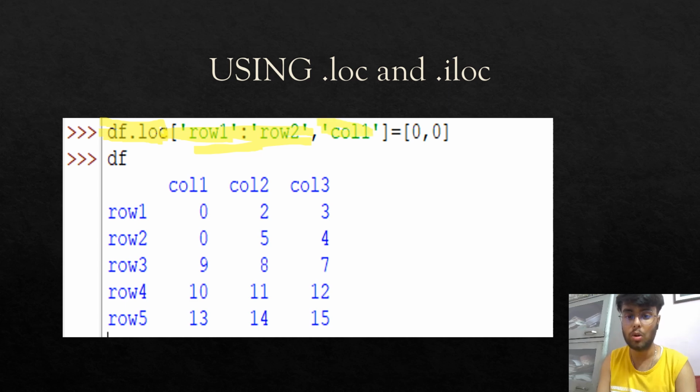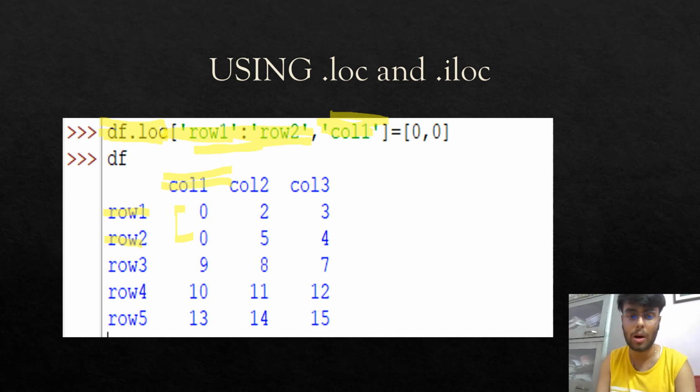So row 1 to row 2 at column 1, there will be two places, two areas to fill. So I've given here in the list two elements, 0 and 1. So you can see that at row 1, column 1 and row 2, column 1, the value is updated with 0. Yahan pe ek single row, ek single column de sakte the, and similarly se iat aur at ki tarah use kar sakte the jab wo ek value ko update karta.